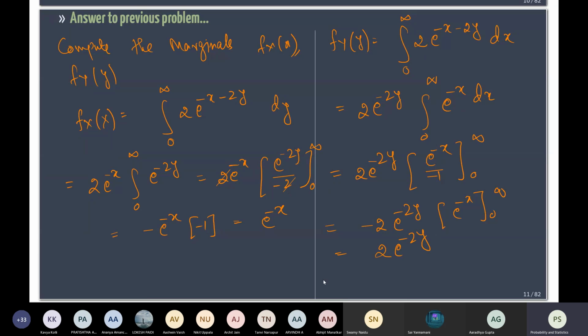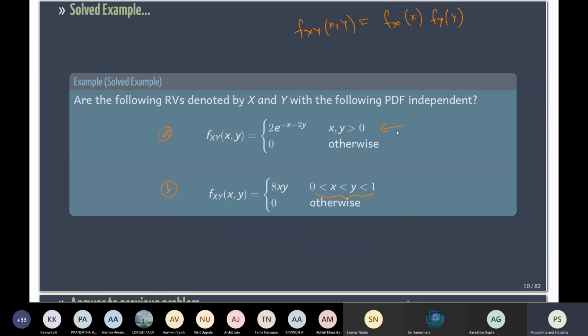So we now have fX(x) and fY(y). If you see, fX(x) is this and fY(y) is this. If I multiply them, I do get the joint, fXY(x,y), which is 2e to the minus x minus 2y. So I do get the joint, and this implies that X and Y in the first case are independent.